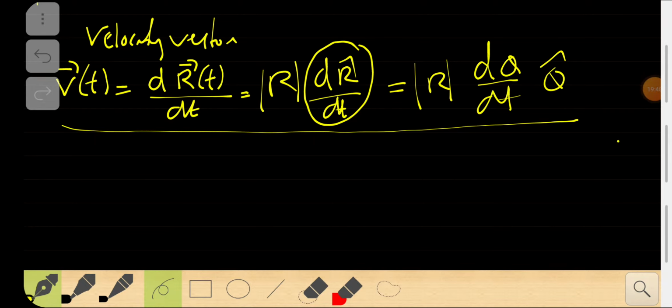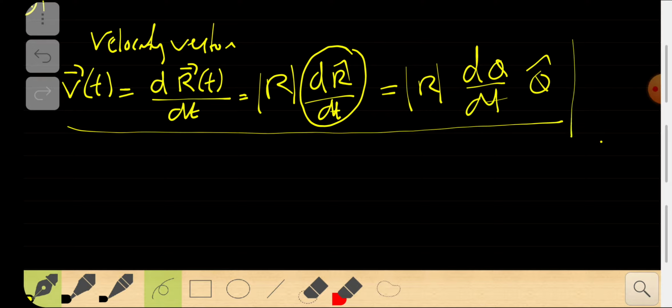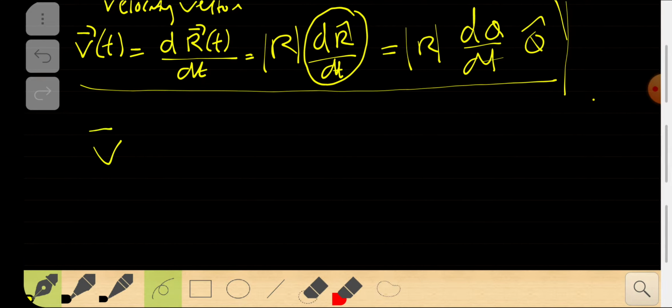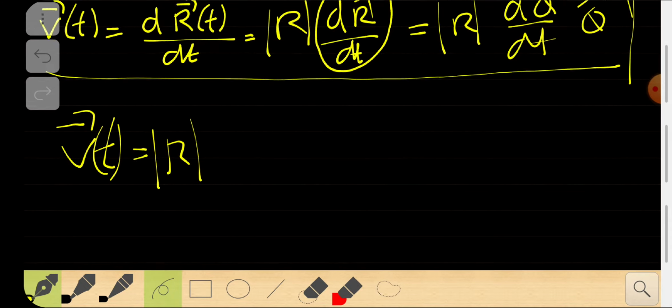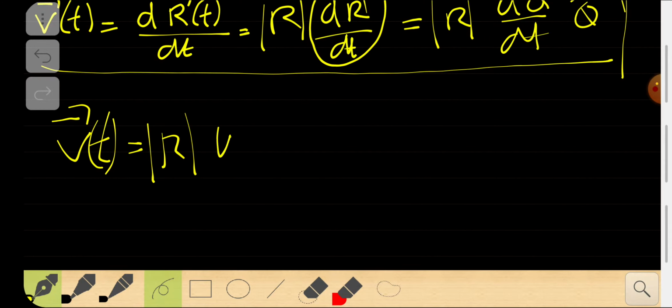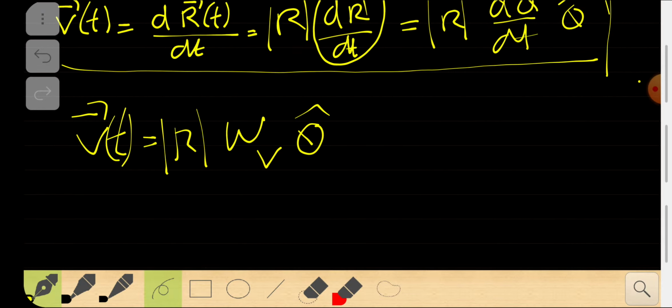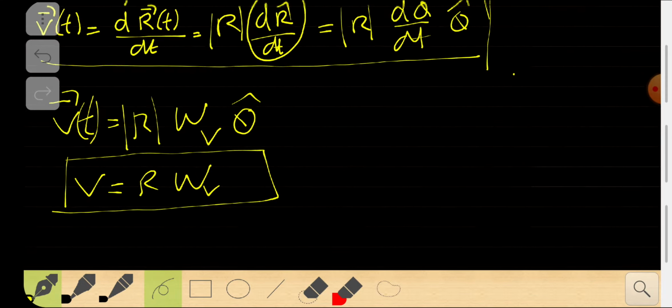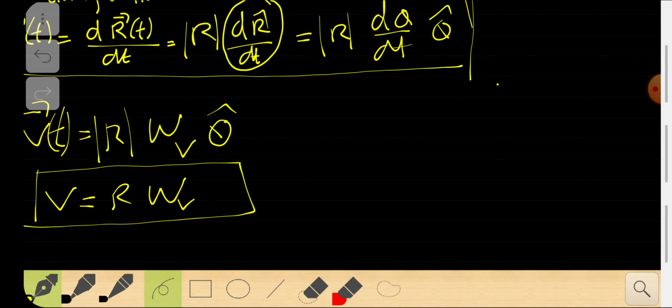Now we have found out the component of the velocity vector. What we can do now is simplify this. So the velocity vector is equal to some constant, which is the radius, times d theta by dt. d theta by dt is called omega, which is called the angular velocity of a rotating body. So it's omega times theta cap. So you can write a simple equation: velocity is equal to r omega. So for a rotating body, velocity is equal to r omega.